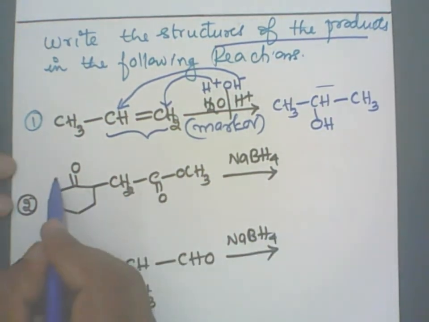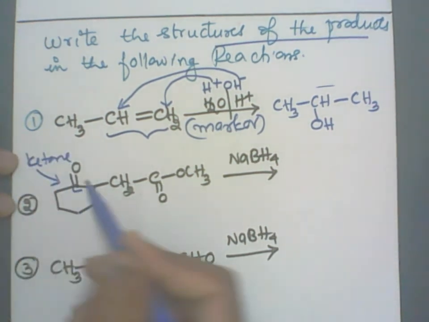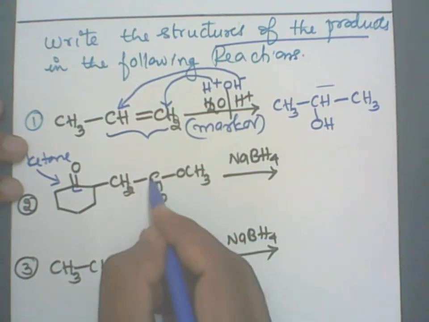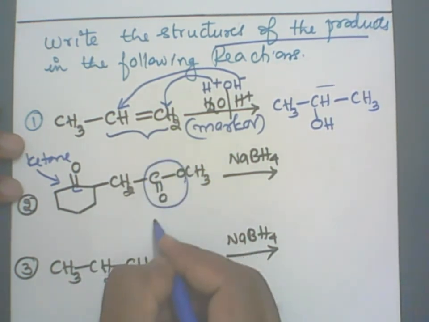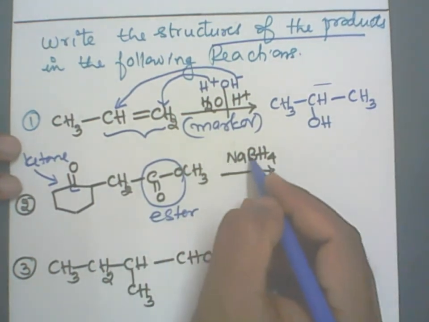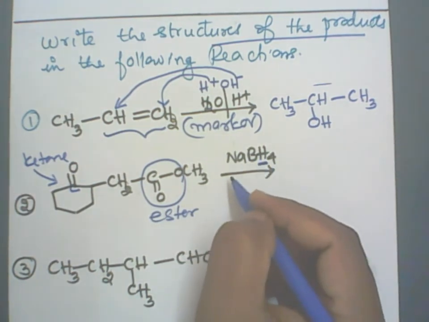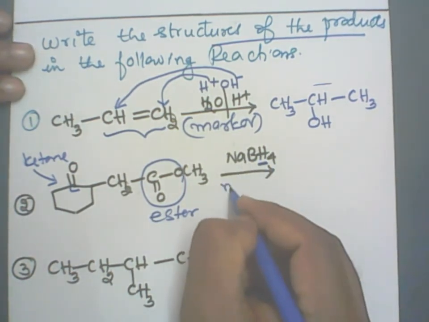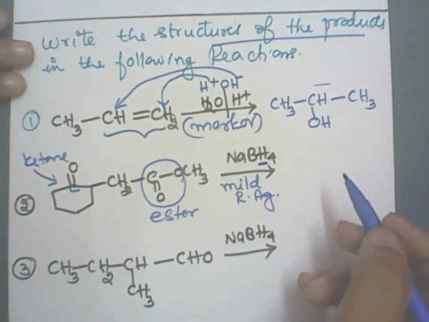Next, we have got ketone here. Can you see ketone? C double bond, this is carbon attached to oxygen. Then there is COO together, which is the ester part. Then there is sodium borohydride, a reducing agent. There are different types of reducing agent, and this belongs to the mild reducing agent.